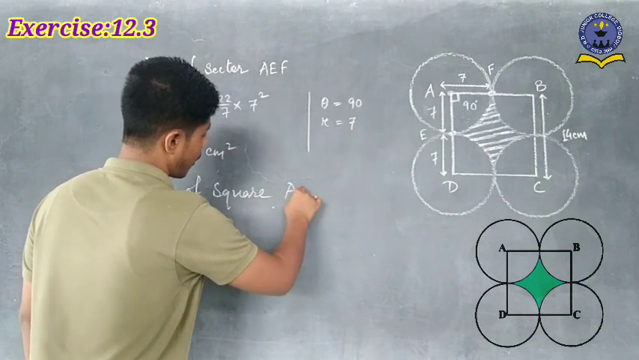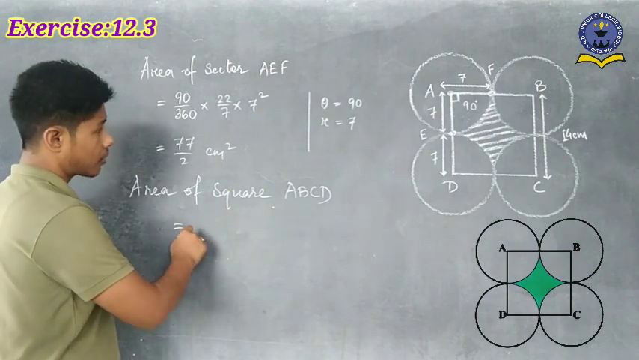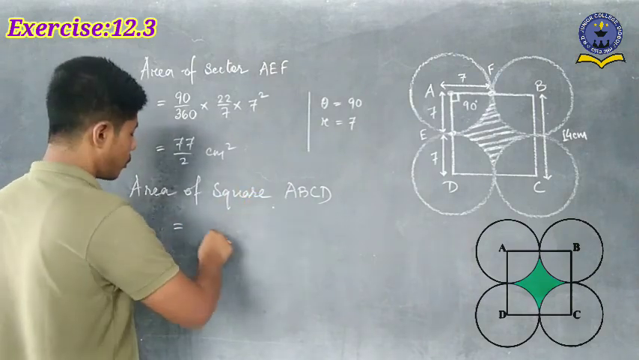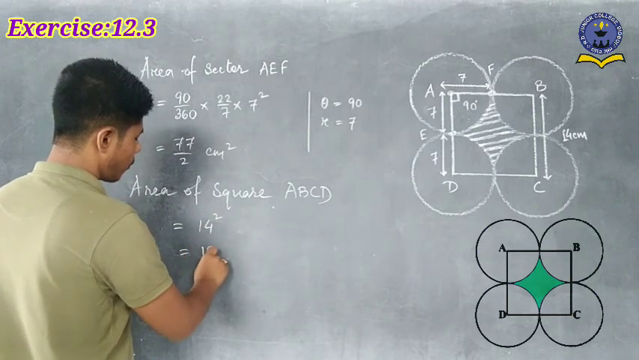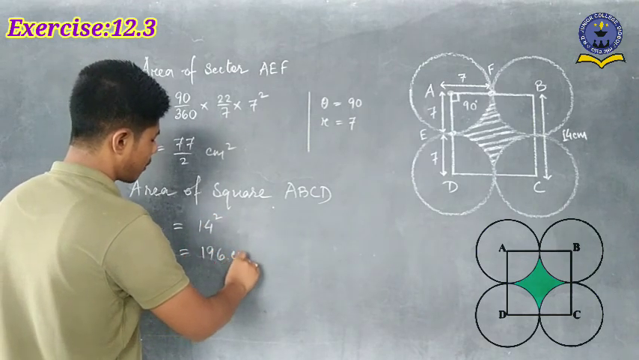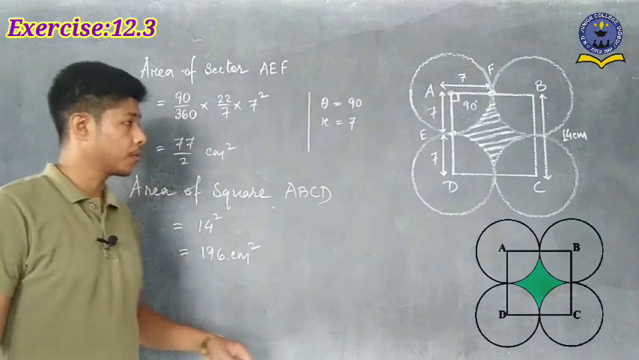Area of square ABCD equals what? Side into side, side square. Side is how much? 14. So simply we have to write here 14 square. That means 196 centimeter square. So now I think all of you understood what you have to do.